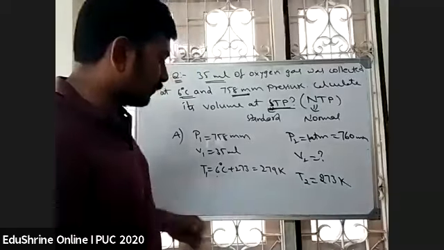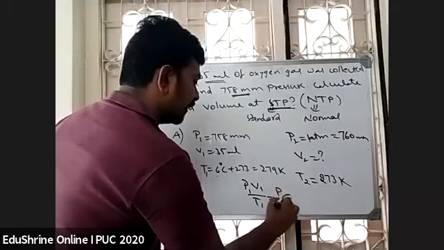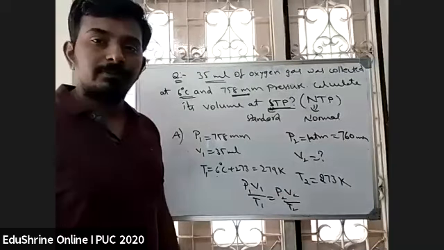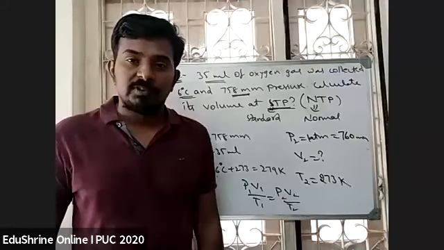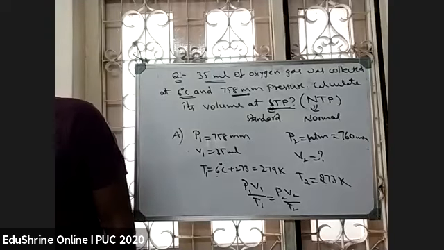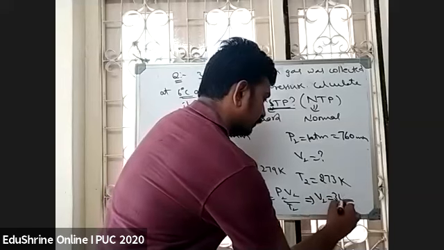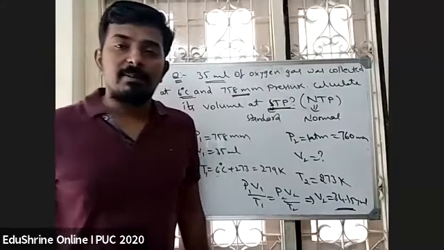Now substitute the values in this form: P1 V1 by T1 is equal to P2 V2 by T2. Then you can calculate the value of it. 34.15. Yes, 34.157. The answer will be 34.17.